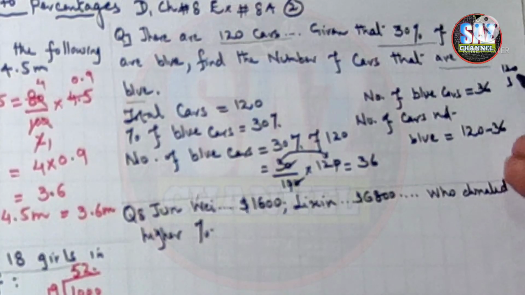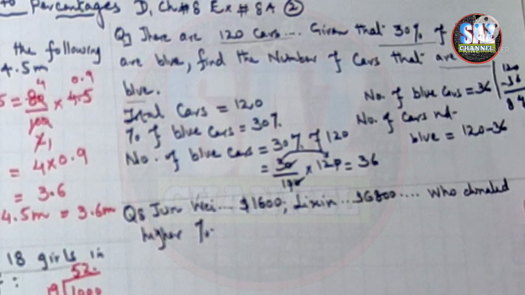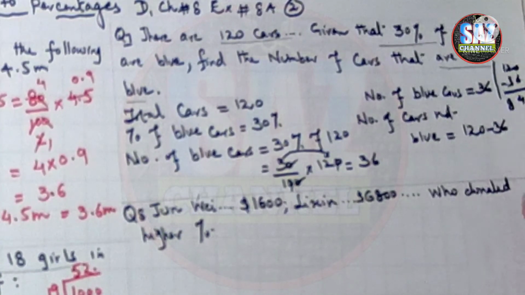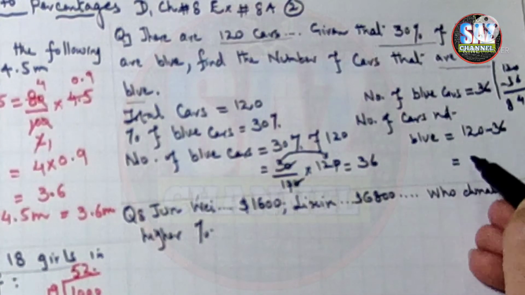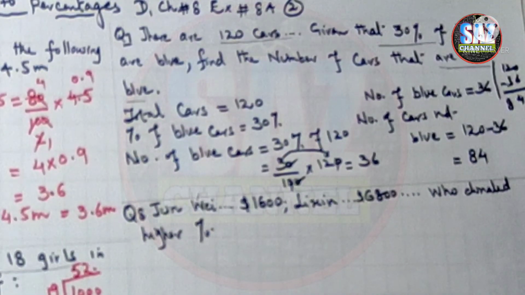It's not a big calculation, I should not use a calculator. 10 minus 6 is 4, 11 minus 3 is 8, and let me add them up. 6 and 4 is 10, and 8 and 3 is 11, and 1 is 12. So 84 cars are there which are not blue. I hope you are clear about this.